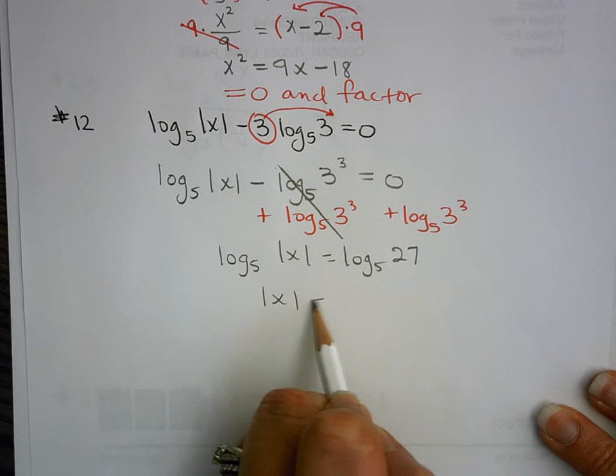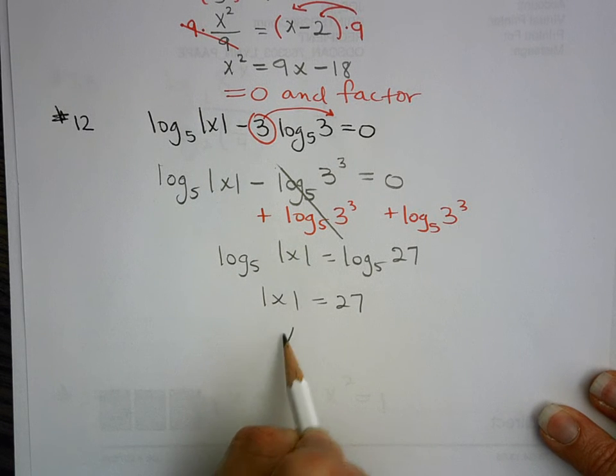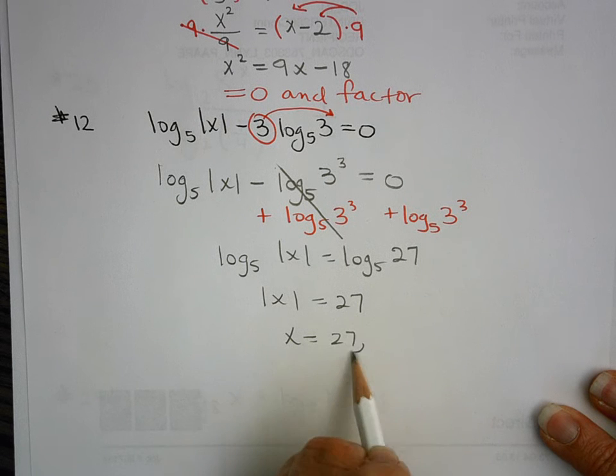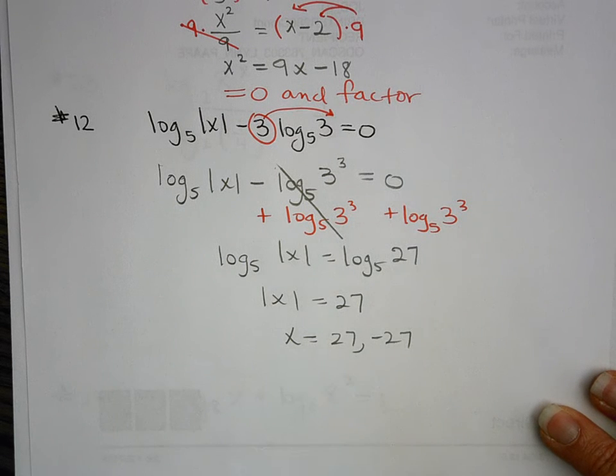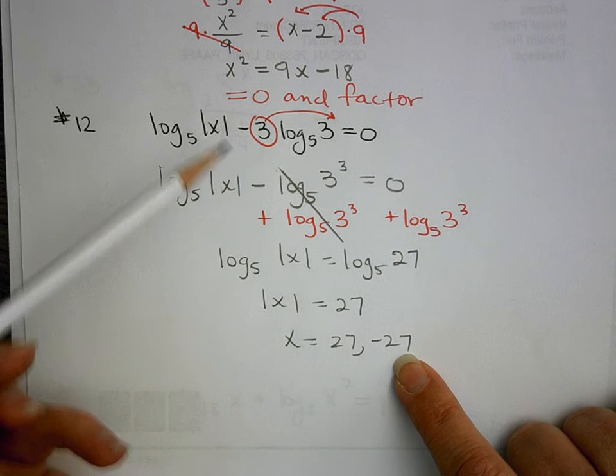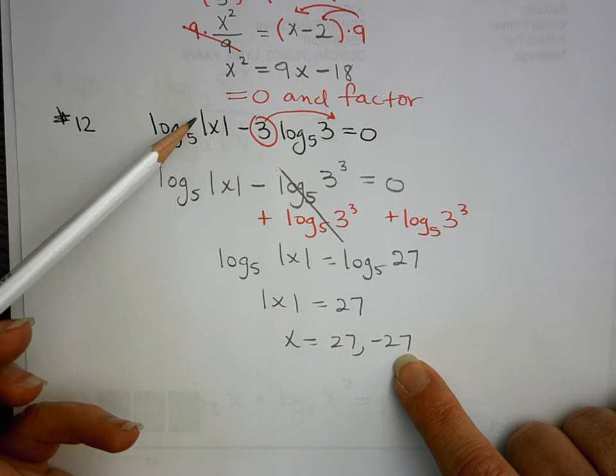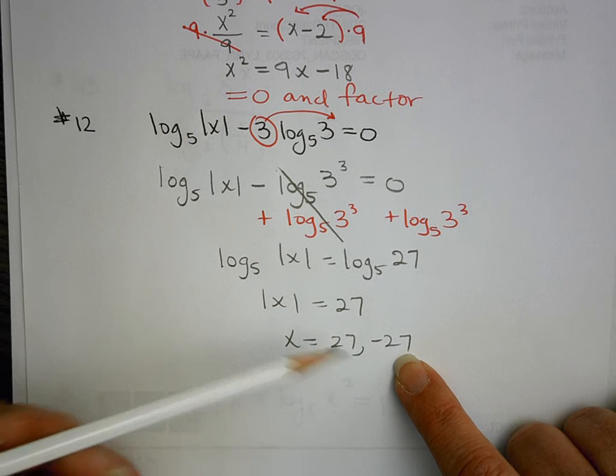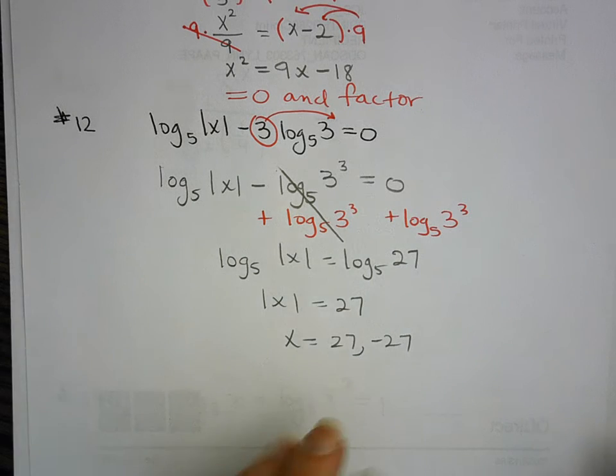So now I know that the absolute value of x has to equal 27. So then that means x is either 27 or negative 27. So I know that with that negative 27, that's fine because I have that absolute value there. If this was not here, I wouldn't have that negative.